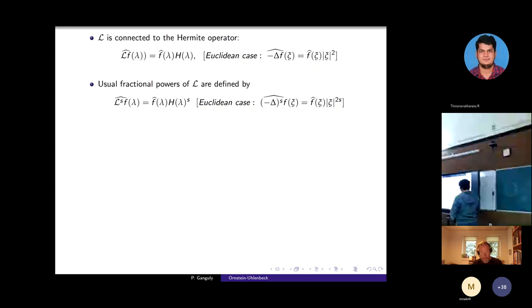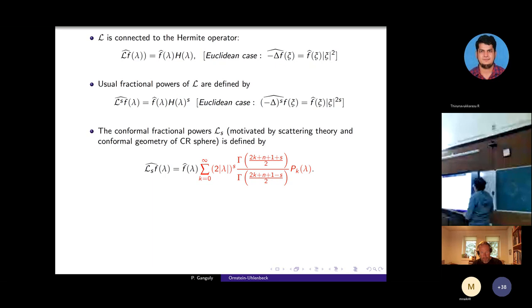Now there is another fractional power, called the conformal fractional power, L_s, which is actually motivated from scattering theory and the conformal geometry of the CR sphere. It is defined in this form, so that if we take the Fourier transform, it turns out to be this. Now taking analogy from these, another candidate for the fractional power of H_lambda will be this red thing.